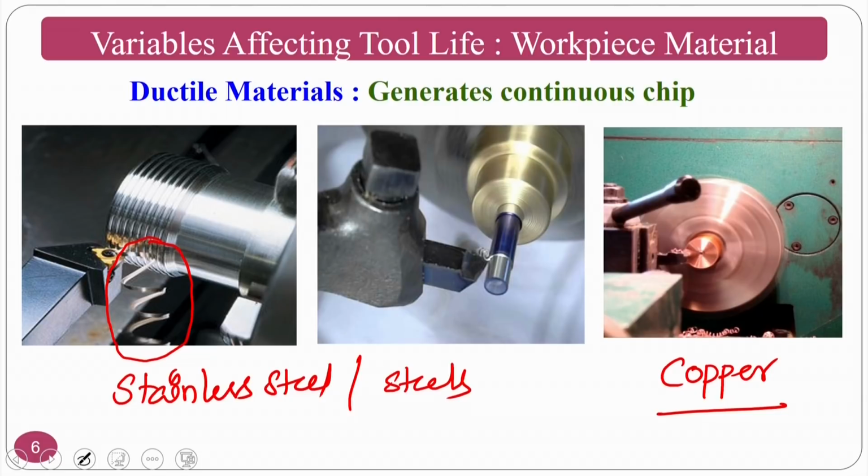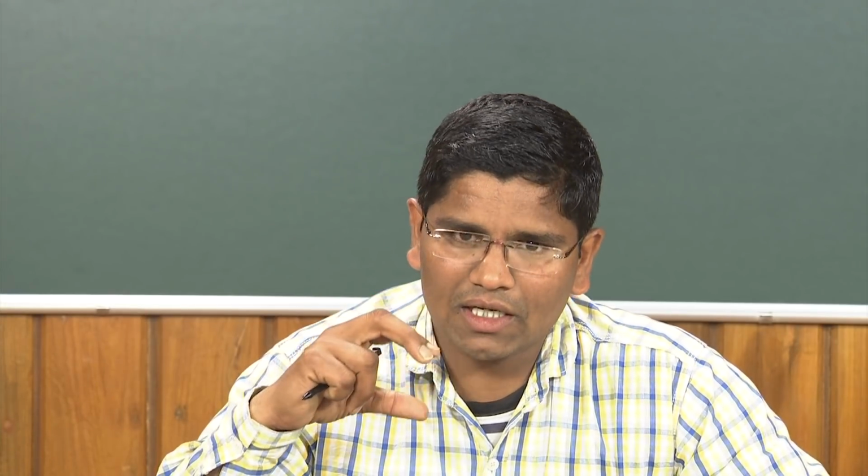Why are we studying this? Because we are studying the effect of the workpiece material on the tool life. If a continuous chip is flowing on the rake surface of the tool, there will be a continuous heat going into the tool. At the same time, there are no vibrations because the system is continuous, and the tool life will be good.